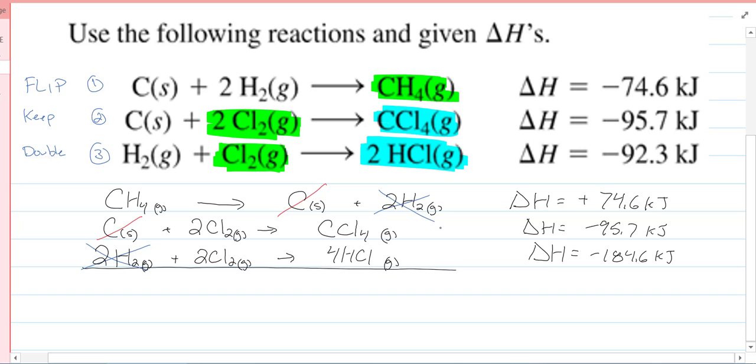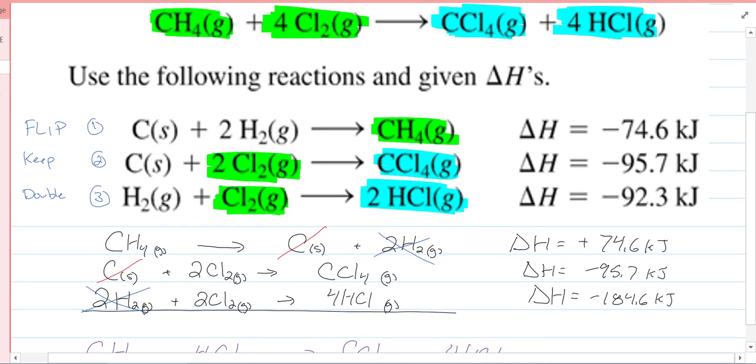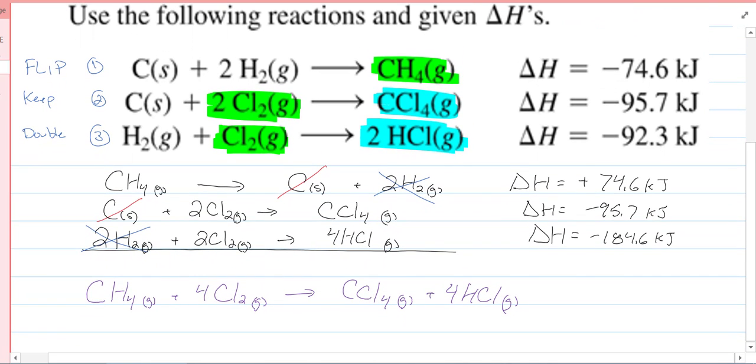I think that's it. And if we write out, I had CH4 gas plus 4 Cl2 gas, giving us CCl4 and 4 HCl. And that's exactly what I wanted. So then we just add up our delta H's here. Negative 205.7 kilojoules is what I get for delta H.